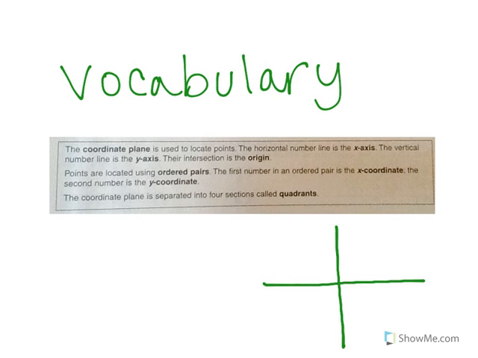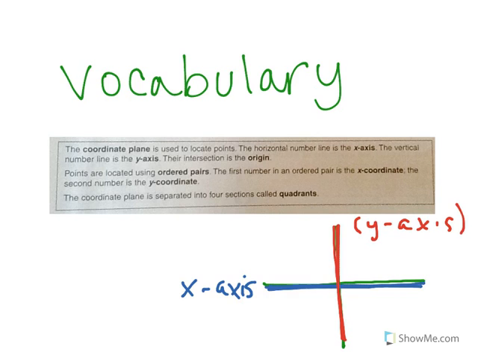And the horizontal number line, so if we take this line right here, the horizontal line, we can call this a horizontal number line, and we can call this our x-axis. And then our vertical number line, so it's this one, the up and down, and this is our y-axis. I keep messing up on these i's. Okay, axis.